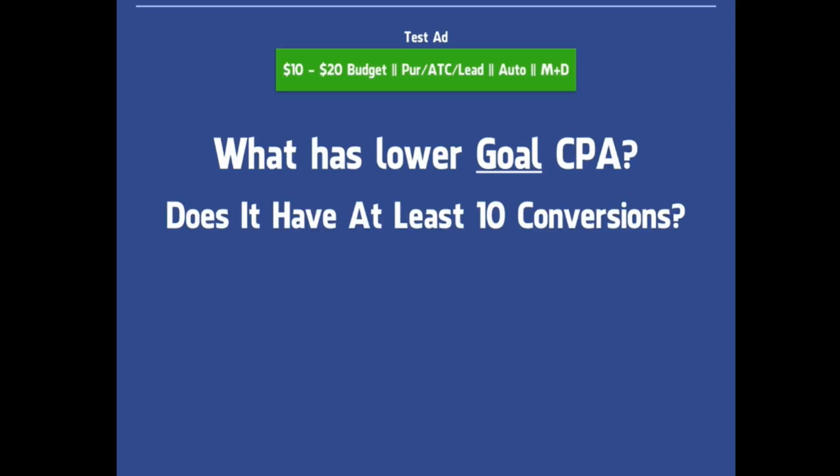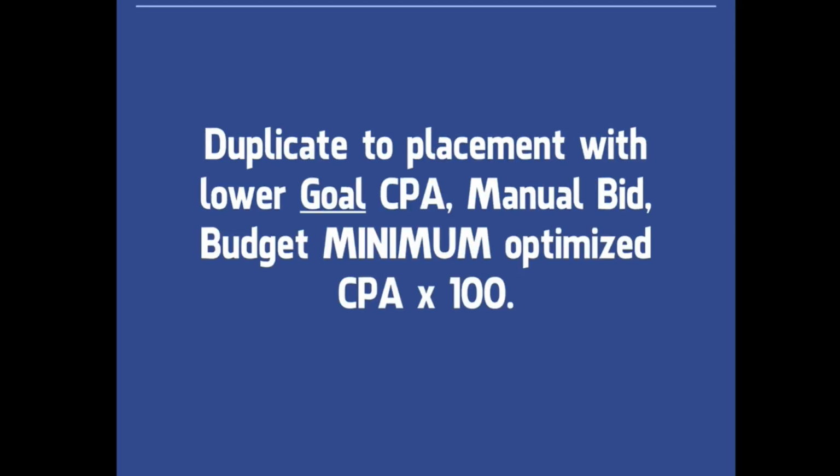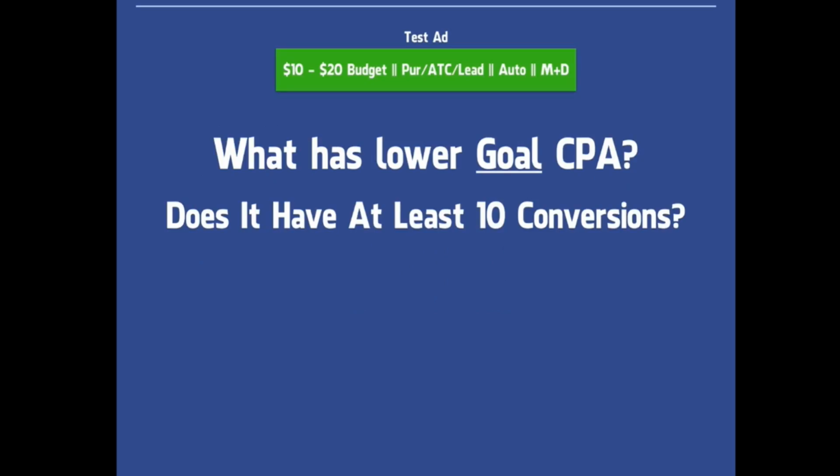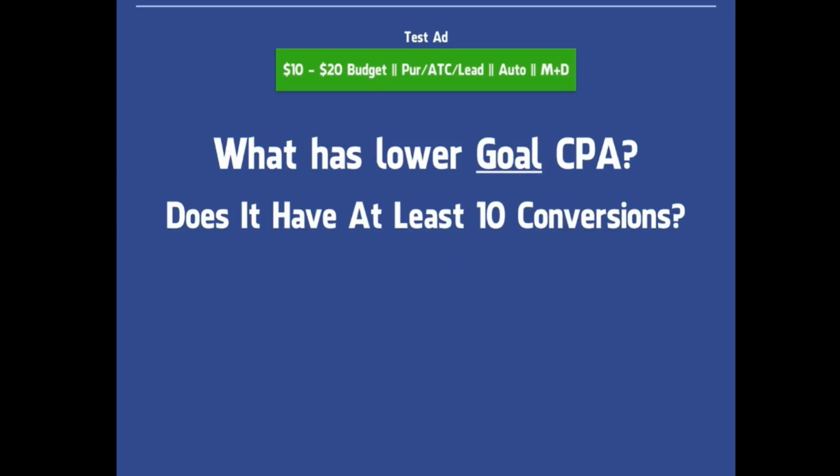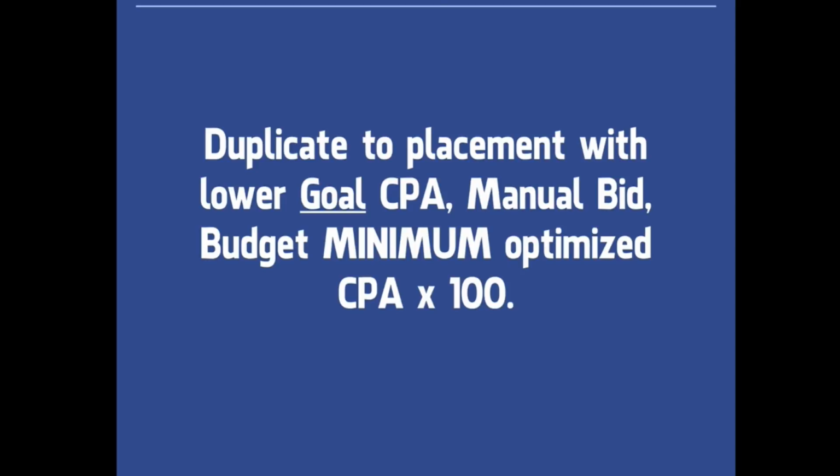Does it have at least 10 conversions? Okay, so I want to know if that has at least 10 conversions, purchases, right? If it does, this is what I'm going to do. I'm going to duplicate to the placement with a lower goal CPA. Okay, so let's say the mobile is the one that had cheaper cost per action, cheaper purchases. I'm going to duplicate that to mobile. I'm going to duplicate this ad set, right? This test ad, I'm going to duplicate it only to mobile.